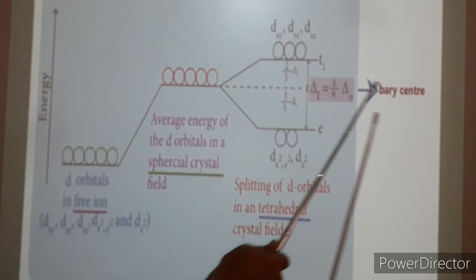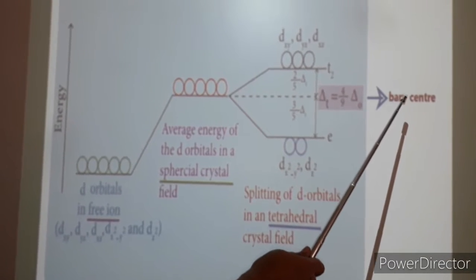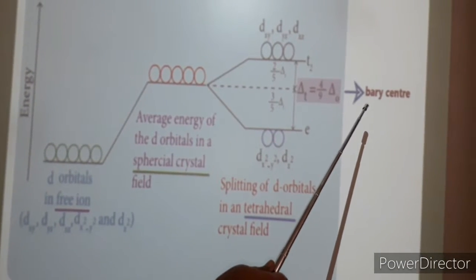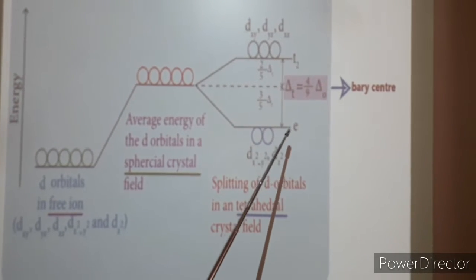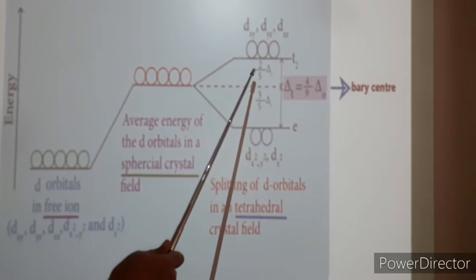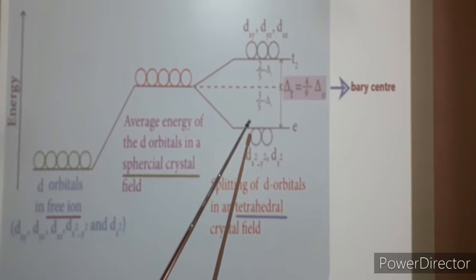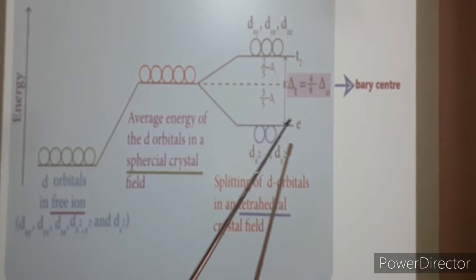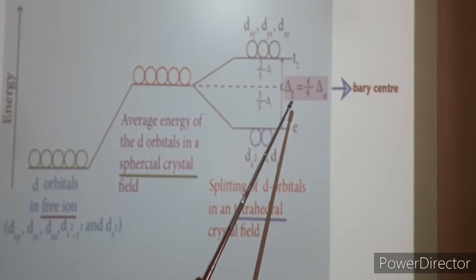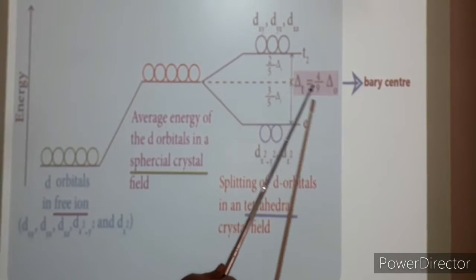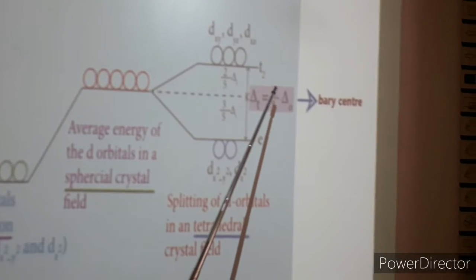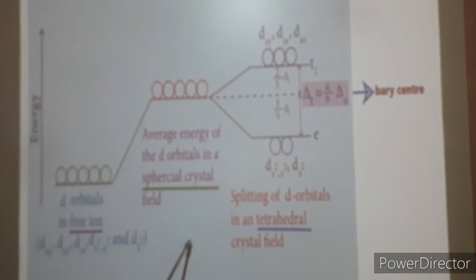Now this is the barycenter. What does barycenter mean? It's the average energy. To maintain the constant value, the T2 slowly rises and E slowly decreases, and the value is 2/5 delta T here and 3/5 delta T here. And this is the relationship between the tetrahedral field and the octahedral field. What is the relation? Delta T is equal to 4/9 delta 0.